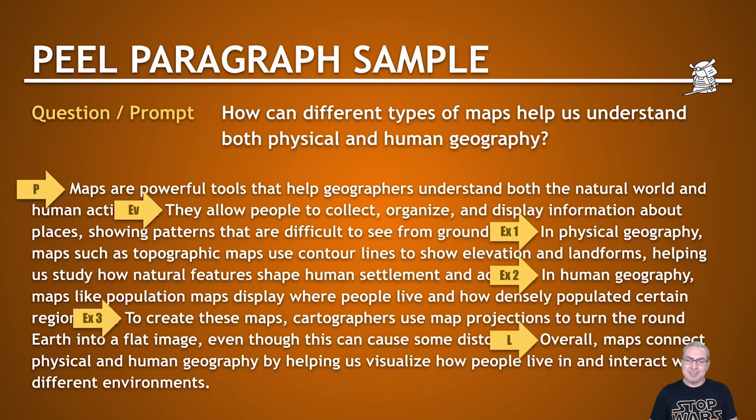And finally, my link. Overall, maps connect human and physical geography by helping us visualize how people live in and interact with different environments, right? They help us visualize the world. Maps help us visualize. It's telling about how maps are useful for us to understand physical and human geography.